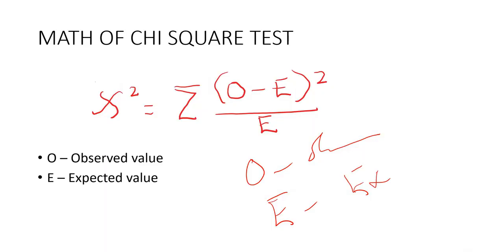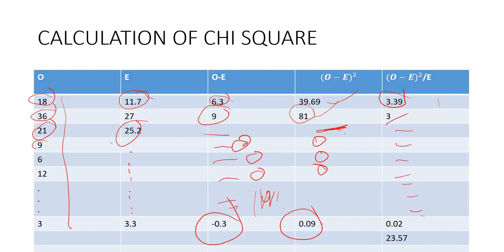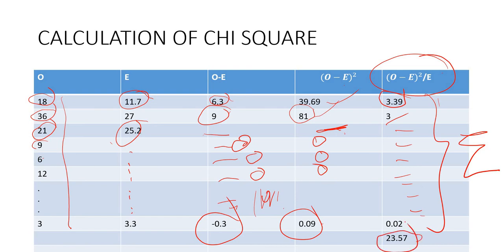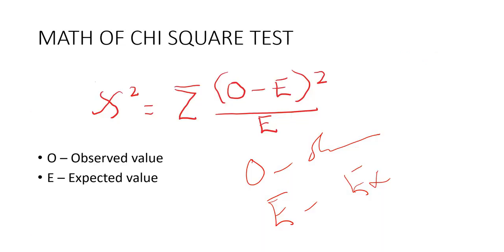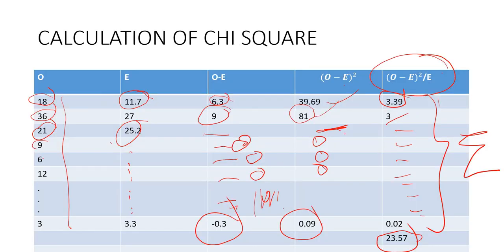Here you understood the math is sigma of O minus E the whole square, the whole divided by E. We got the O minus E the whole square divided by E here. The sigma, the summation of all these things, will be the chi-square. This 23.57 is the chi-square. That is the mathematical formula: summation of O minus E the whole square divided by E. So we got 23.57 as chi-square.